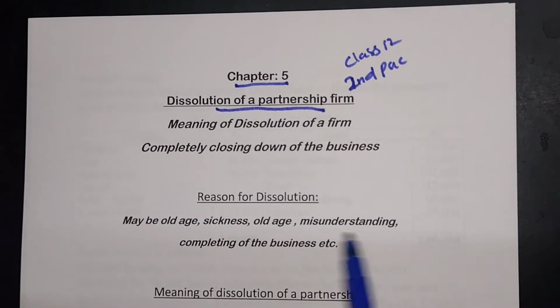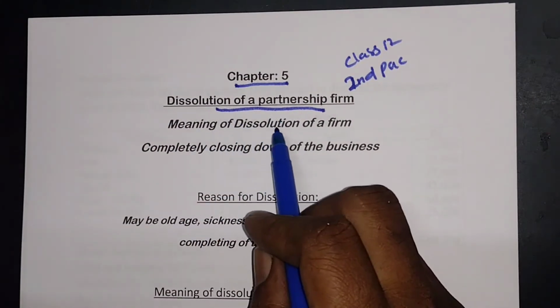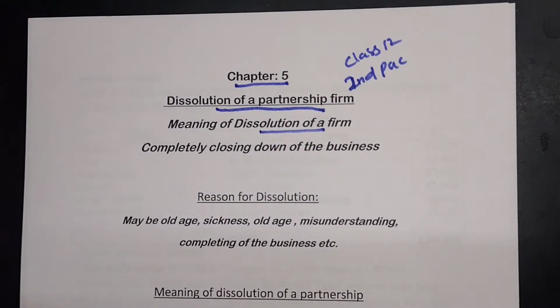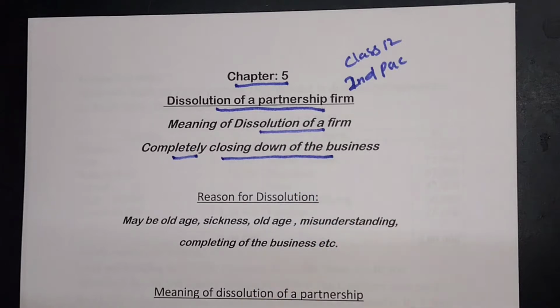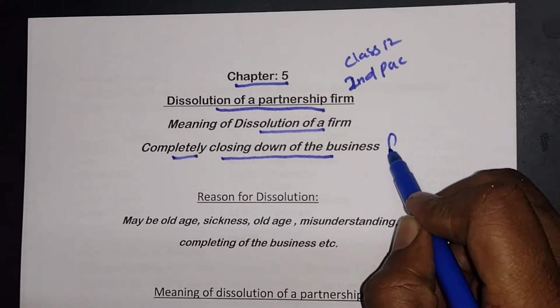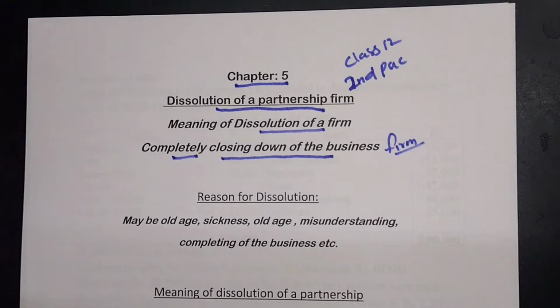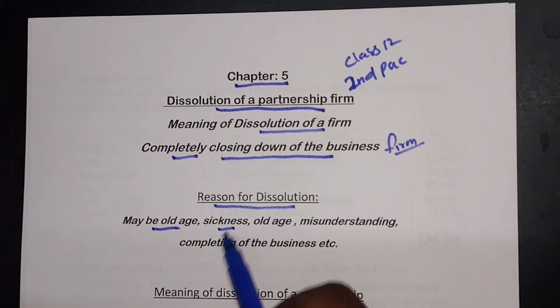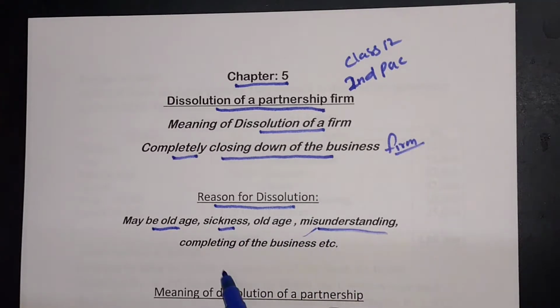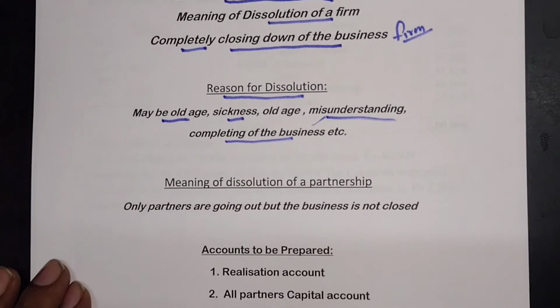The very first one is, what is the meaning of dissolution of a firm? The very simple meaning is completely closing down of the business. That is, the partnership firm is entirely closed. What is the reason for dissolution? Plenty of reasons will be there. Let us take a few examples. Maybe because of old age, sickness, misunderstanding, completing of the business, or any other reason.